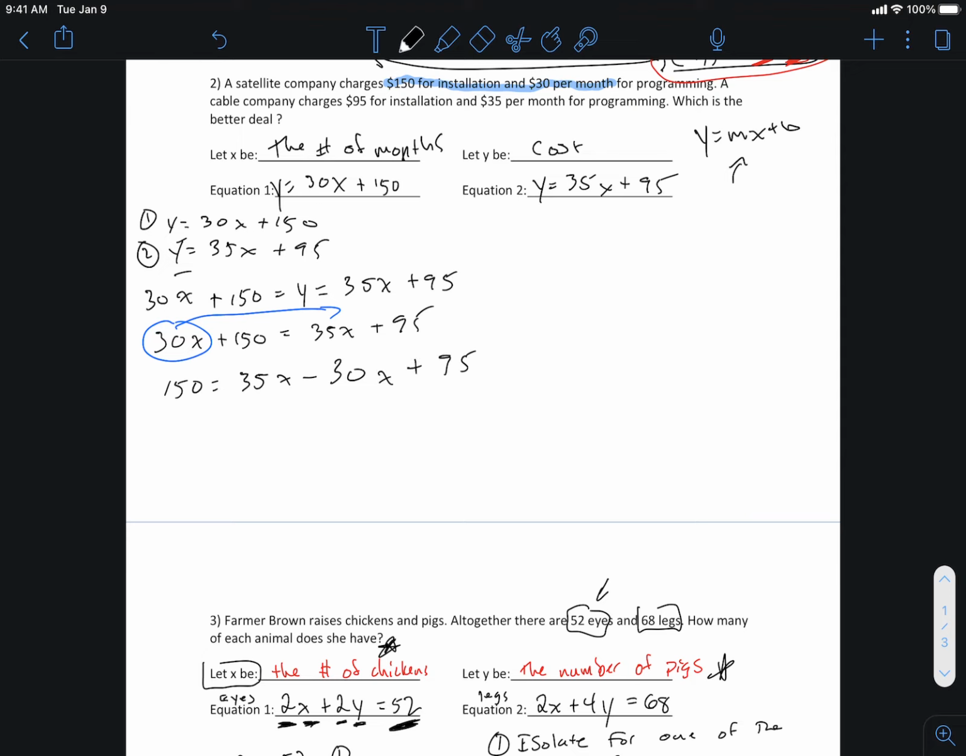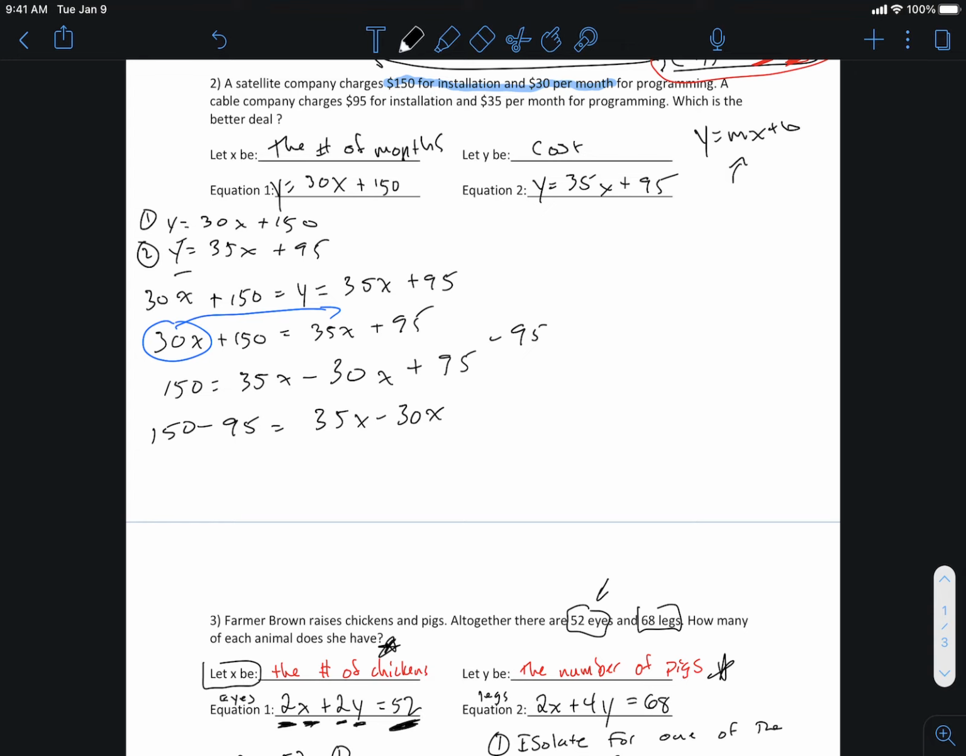Okay, now I still have a number on the right side. I want to get it to the left side. So in order to do that, I've got to subtract 95 from both sides, right? So 150 minus 95 is equal to 35x minus 30x, right? And then it's literally a calculator exercise at this point, right?